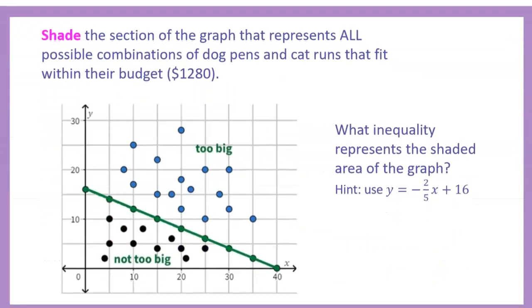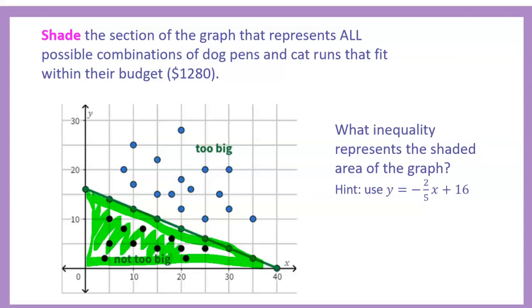All right, so now they're asking us to shade the section of the graph that represents all possible combinations of dog pens and cat runs that fit within their budget. So was that any of these? It wasn't. These were too big. These ones are not too big. So anything on the line worked, and then anything below the line worked as well. So we'd shade everything in this region. And I'm not going to fill it in entirely, but we would color that. Everything below the line is what fits within their budget.